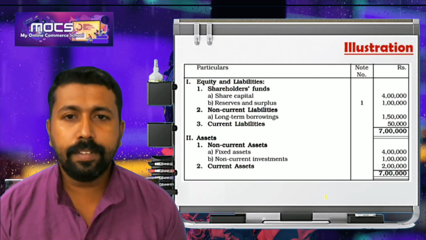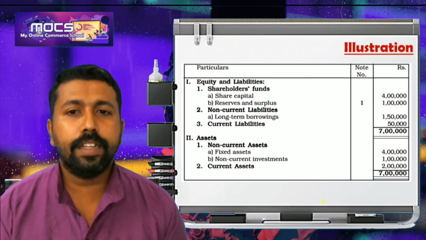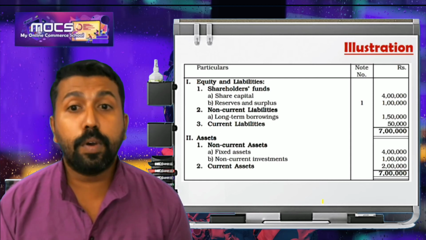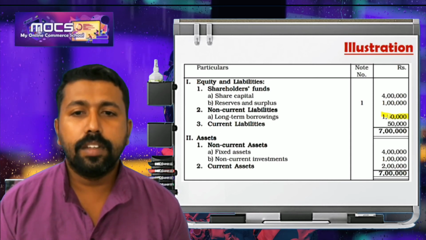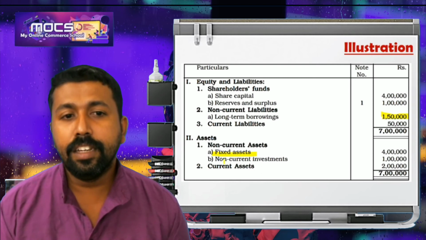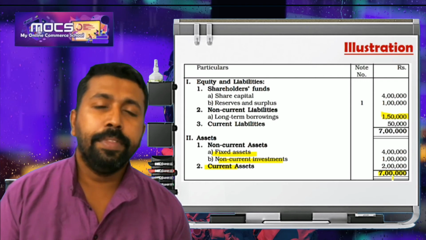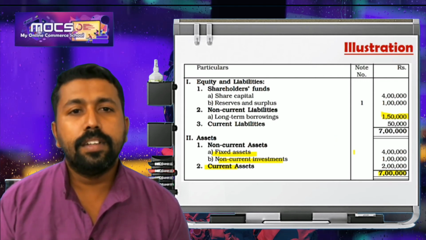Yet another question. It's a small balance sheet for 1 year. Shareholders fund is there, 4 lakh. Reserve and surplus is 1 lakh. Long-term borrowings that we have to consider, 1,50,000 is the value of long-term borrowings. And the total asset will be the total of fixed asset, non-current investment and current asset. So 7 lakh is the total value of asset, and only one item is there as long-term borrowing.